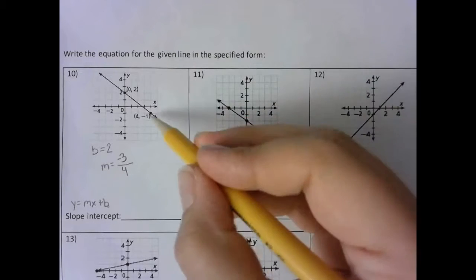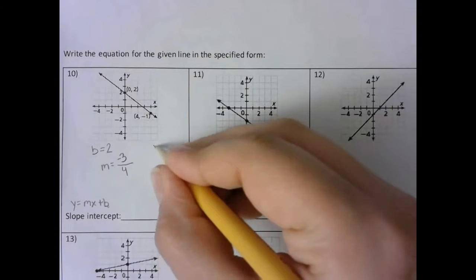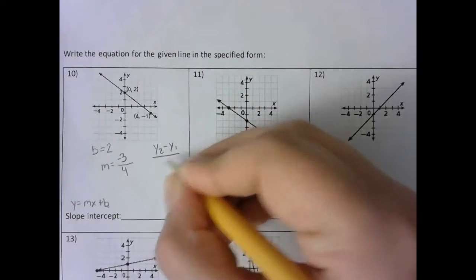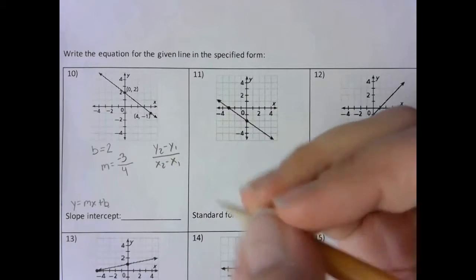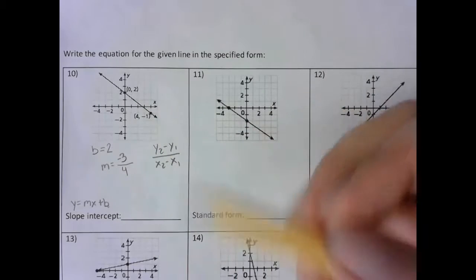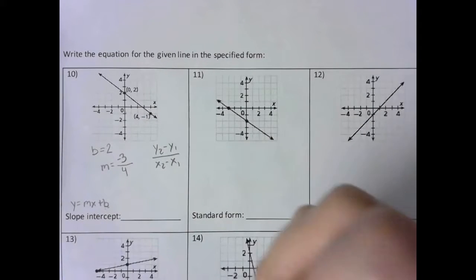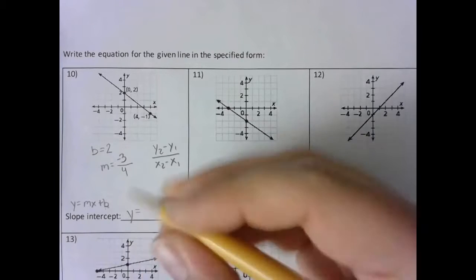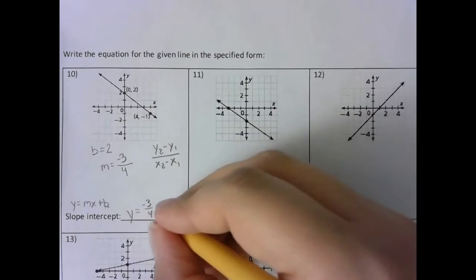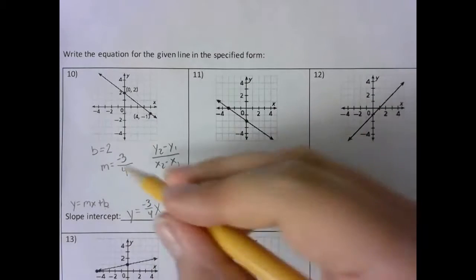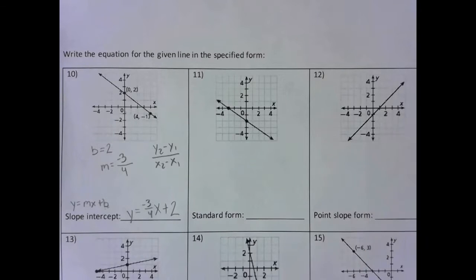And if you wanted, you could double check by putting these points in the equation, y2 minus y1 over x2 minus x1. You could also do that. That's fine. But if I'm using a graph, I like to just count the spaces. So that means I got my m, I got my b. We've got all we need. So it's y equals, here's my m, negative 3 over 4 times x, and my b is positive 2. Done. Let's look at 11.